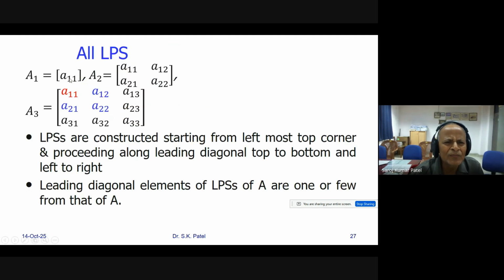So this is the first order leading principal submatrix. This is the second order leading principal submatrix. And this is the third order submatrix. That means this red color is the leading principal submatrix of first order, this blue color will be the leading principal submatrix of second order, and all these elements are of the third order. So we are starting from this corner point and proceeding towards the right and down.